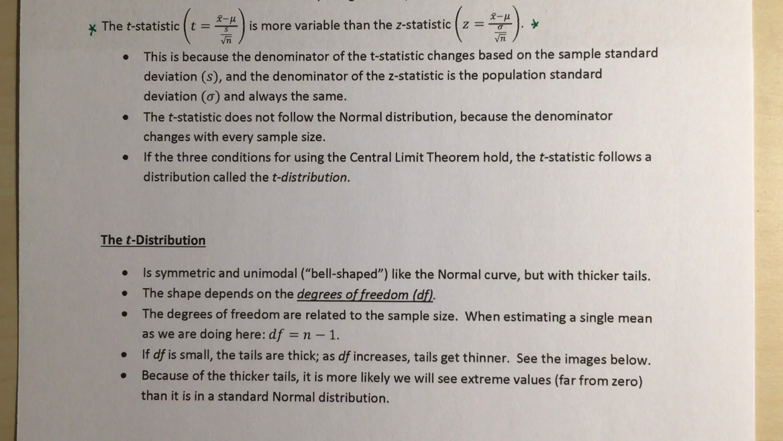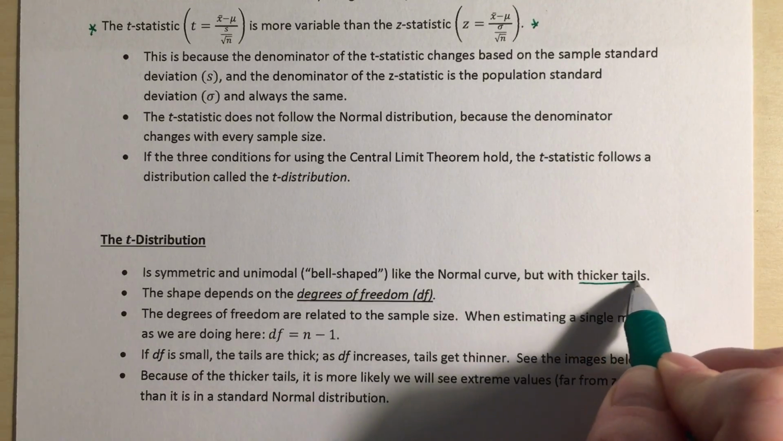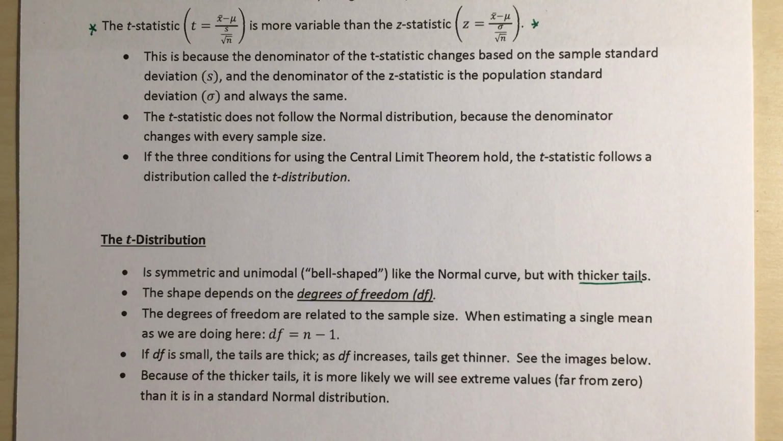The T-distribution is symmetric and unimodal. It is bell-shaped like the normal curve. The difference here is we have thicker tails, so that's one of the differences of our T-distribution. The shape depends on something called the degrees of freedom. The degrees of freedom are related to the sample size. When we're estimating a single mean, we take n minus 1. So our sample size minus 1 gives us our degrees of freedom.